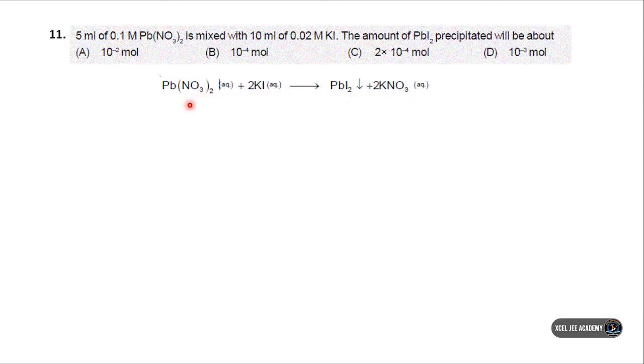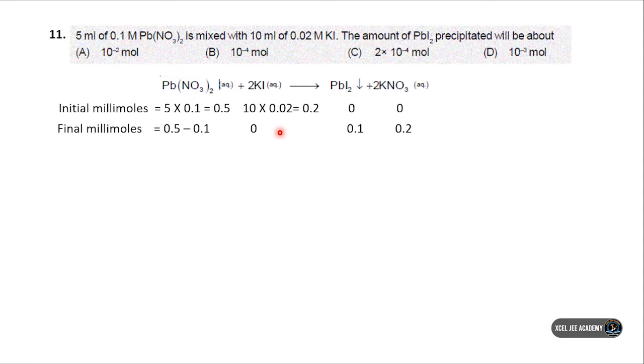So to find out the number of millimoles which is present initially in this solution. Initially we have lead nitrate which is equal to 0.5 millimole, and for potassium iodide we have 0.2 millimole. So we can see that the 0.2 millimole is in less quantity, so it will be acting as a limiting reagent. So potassium iodide is our limiting reagent. After the completion of this reaction, the potassium iodide left is 0.